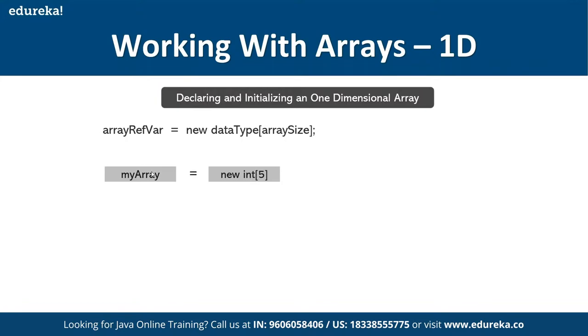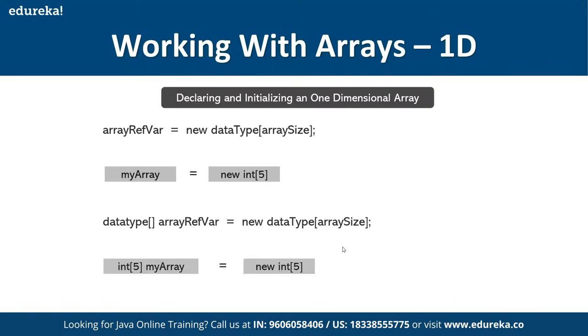So I'm saying myArray, which is an array, is equal to new int 5. It would contain 5 elements. Another way that you can do this is, you can also say data type, mention the variable name, new data type, and array size. So alternatively, you can mention it in this way as well. This is how you can initialize an array.